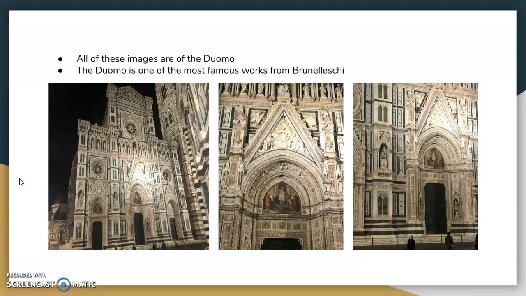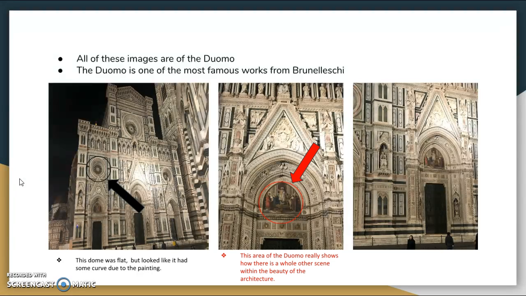This is the Duomo in Florence, Italy. It is one of the most famous works of Brunelleschi. For example, of linear perspective, this dome was flat, but looked like it had some curve due to the way it was painted. This area of the Duomo really shows how there is a whole other scene within the beauty of the architecture. And if you look closely, you can see that he also uses vanishing points to give the characters in this image depth.